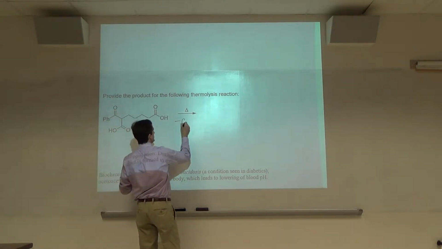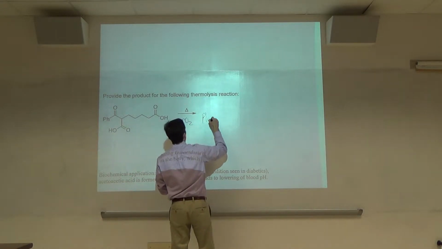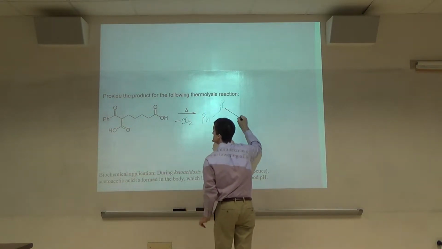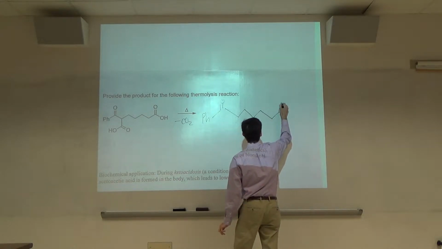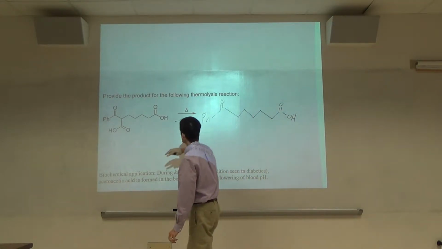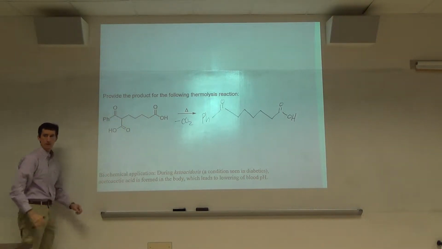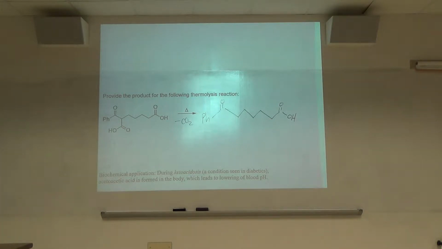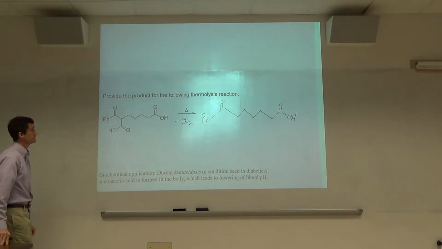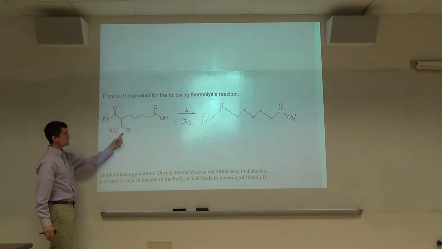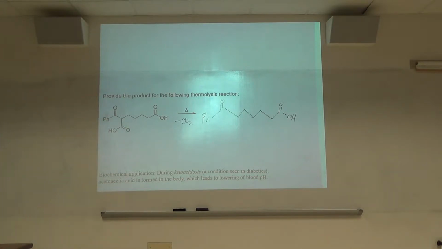What do we get? We lose CO2, and we get, hopefully I drew that with the same number of carbons. We lose CO2, this H ends up here, essentially. Carboxyl groups that have carbonyls beta. Beta keto acids, but there's other types of carboxyl groups that have carbonyls beta. That's a beta keto acid right there. Boom. Heat it up, lose CO2.